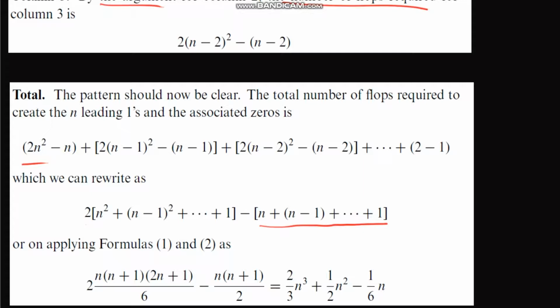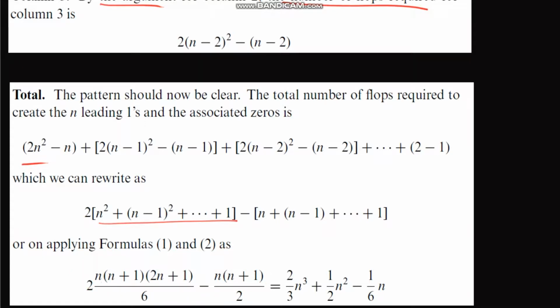Now, if we apply formula number 1 and formula number 2, remember the sum of squares of the first n natural numbers, from the start to the end. You can rewrite this from the start to the end. It would be what? Keep the 2 aside, and only apply the formula of squares of the first natural numbers on this part. You will get n into n plus 1 into 2n plus 1 upon 6, and subtract n into n plus 1 upon 2.